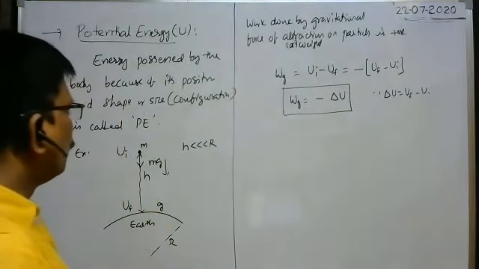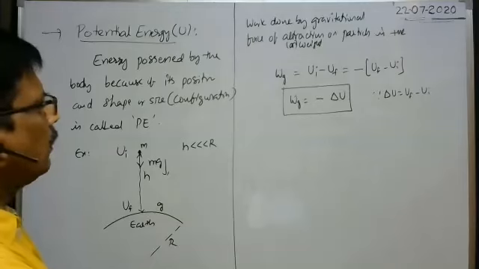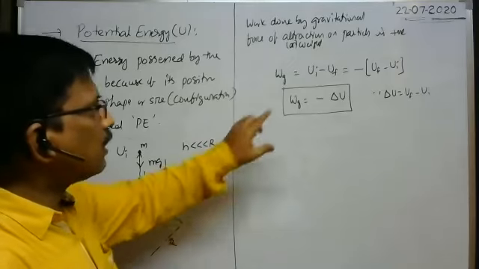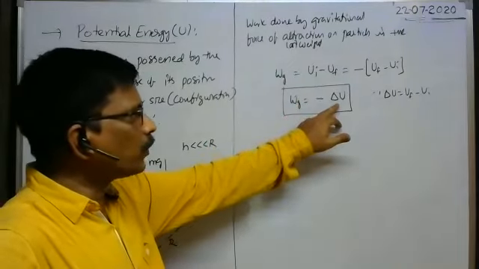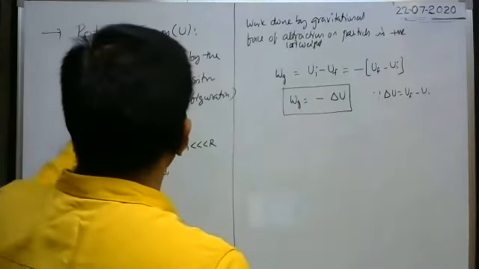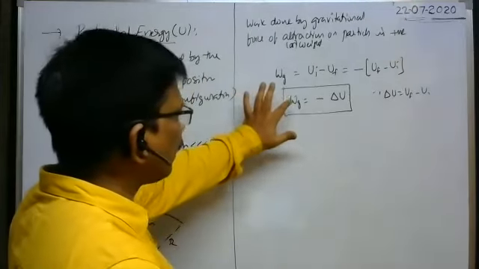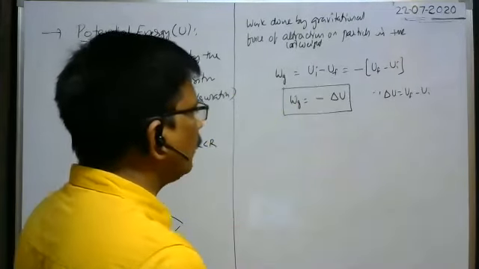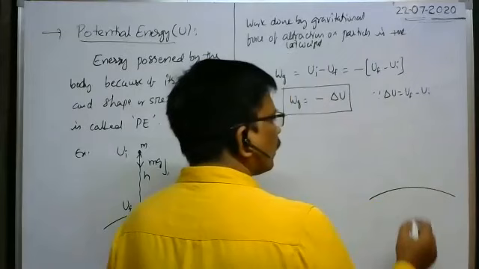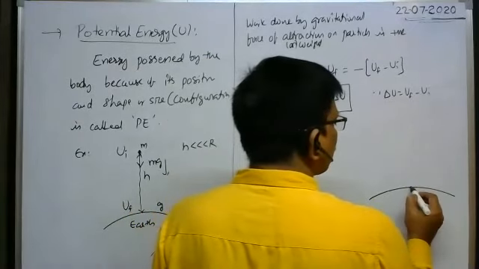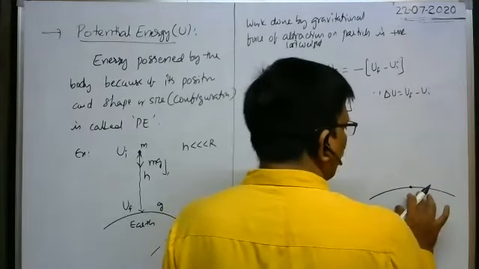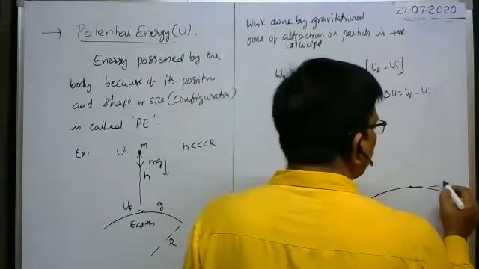Now we have to derive the formula for the potential energy of a body. The work done by gravity always gives the change in potential energy of a body. This is very, very important. From this work done by gravity, we can find the change in potential energy of a body. But here we have to derive the formula for potential energy of a body. Suppose you take the surface of the earth as the reference surface, a reference point. At that point, you take the potential energy of the body as 0.